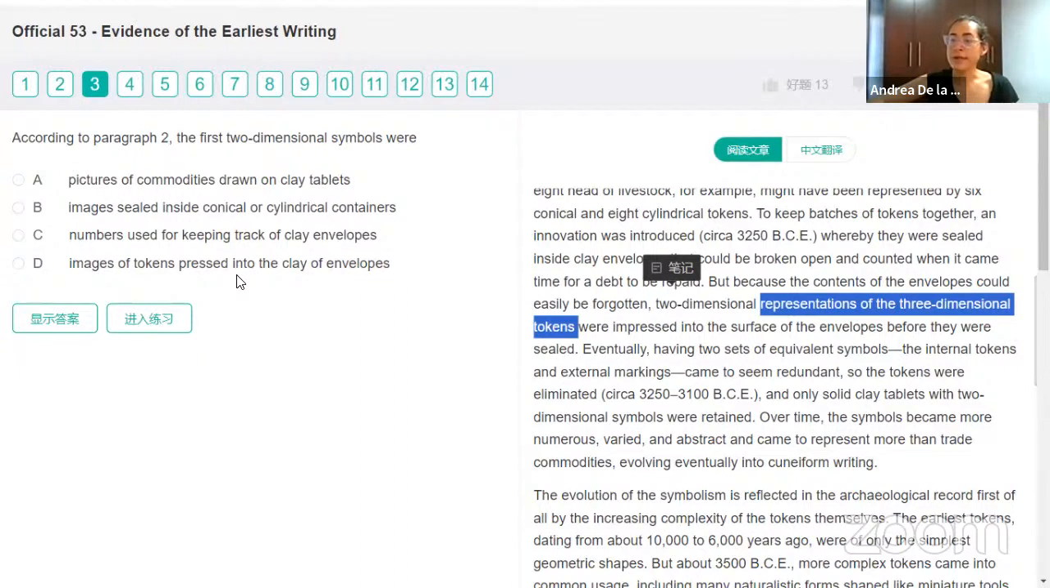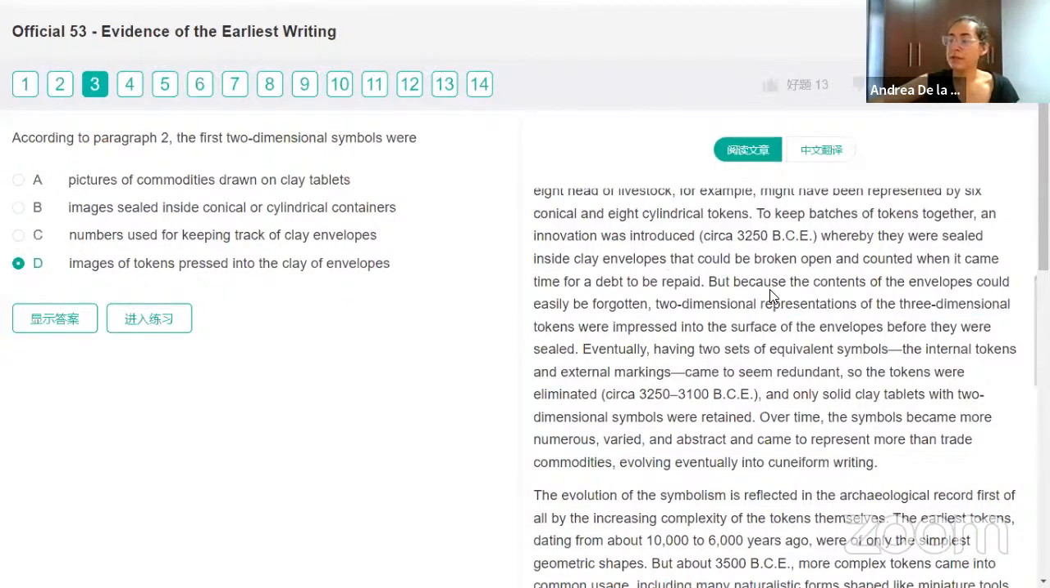Images of tokens pressed into the clay of envelopes. Esa sería, ¿cierto? Porque nos dice que eran representations of three-dimensional tokens. Es decir, imágenes, representaciones de las fichas 3D que eran impressed, que es lo mismo que pressed, into the surface of the envelopes, into the clay of the envelopes, ¿no? Lo mismo porque surface of the envelope sabemos que los sobres eran de arcilla. Opción D, ¿verdad? Simplemente era parafrasear, buscar la información que tenemos.